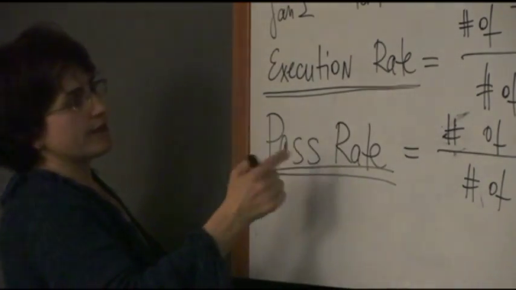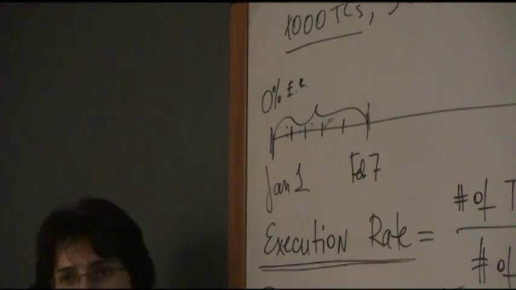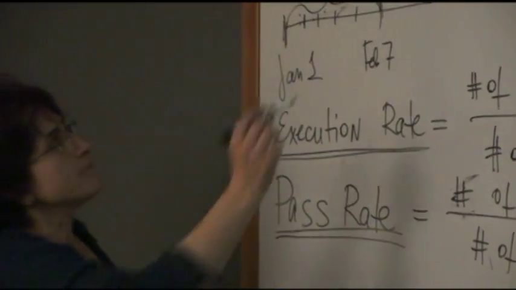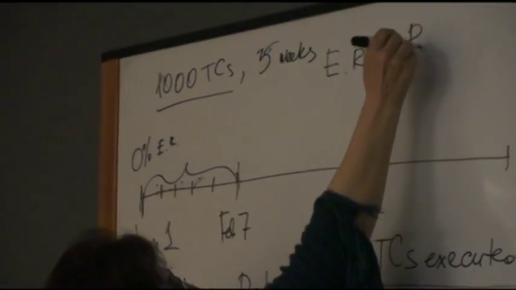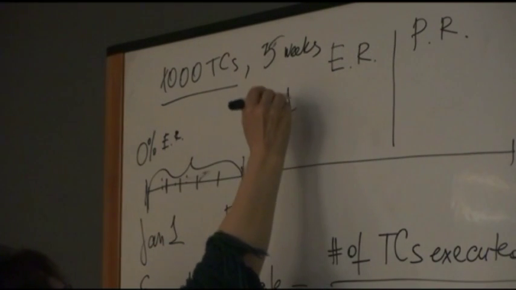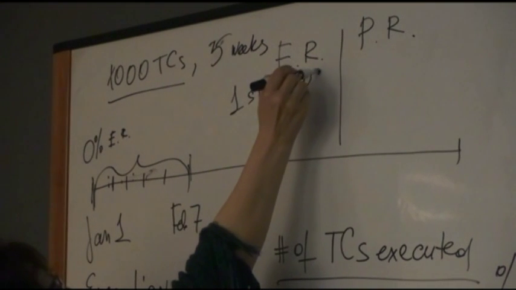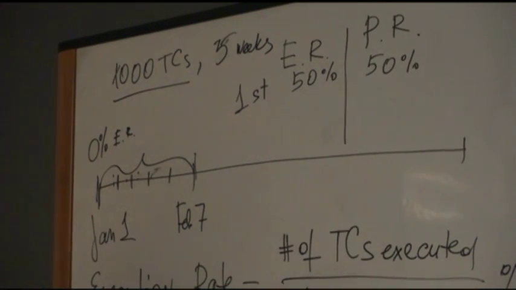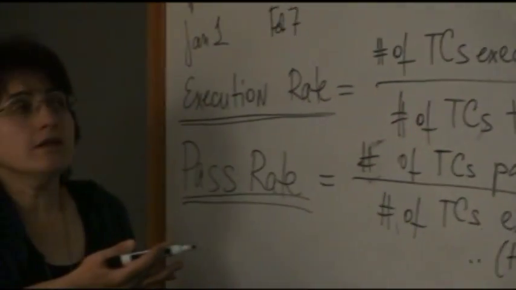So you calculate the pass rate and you calculate your execution rate, on a weekly or daily or monthly basis, it depends on what your cycle is. But in our example, let's say it is a weekly basis. So you need to provide these two numbers, execution rate and pass rate. And let's say this is your first cycle, and your execution rate was 50%, and your pass rate was, let's say, 50%. Is it good or bad? It is what it is, right? So this is the first cycle.